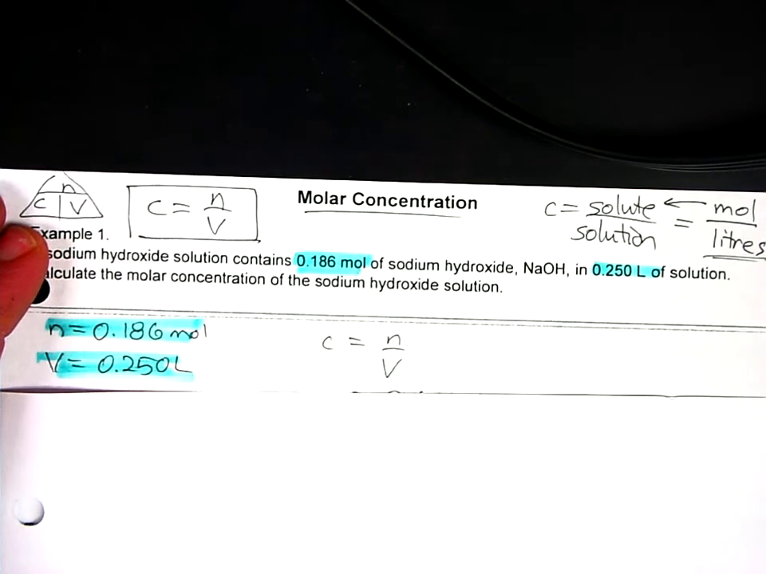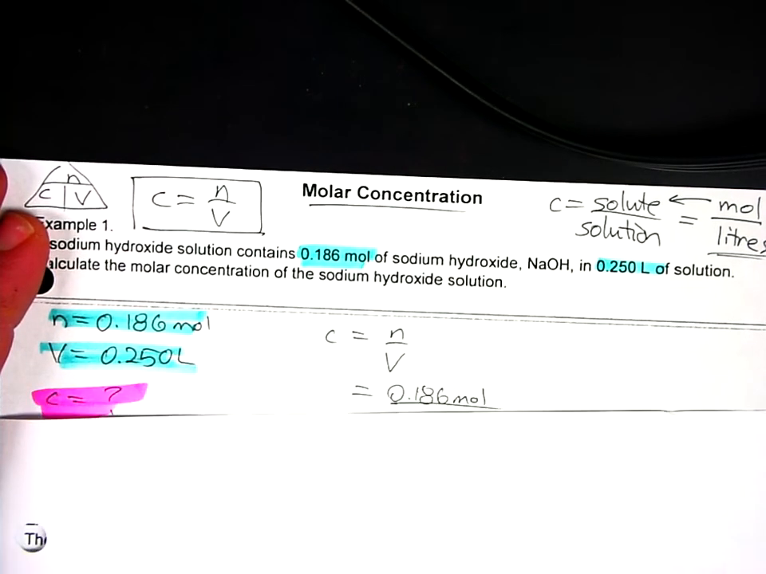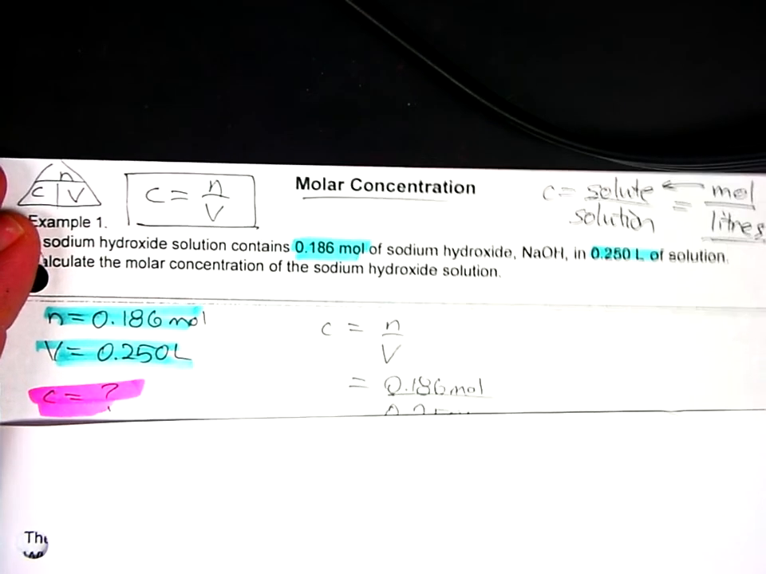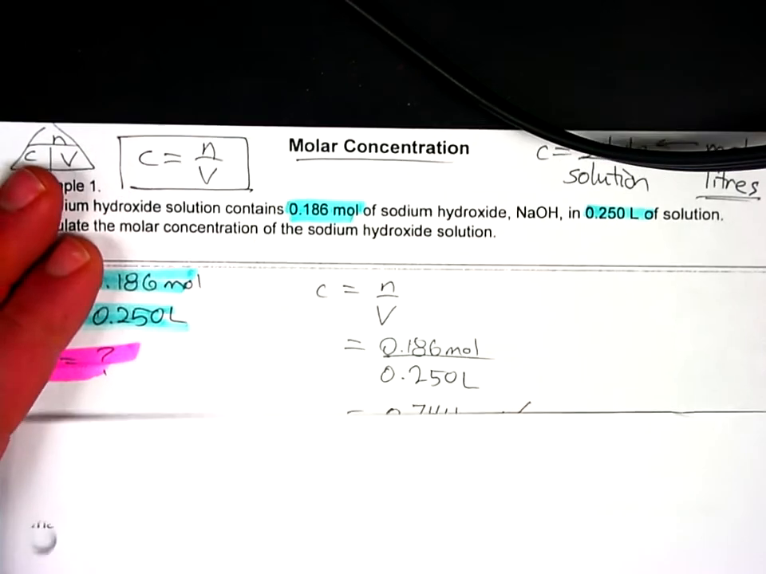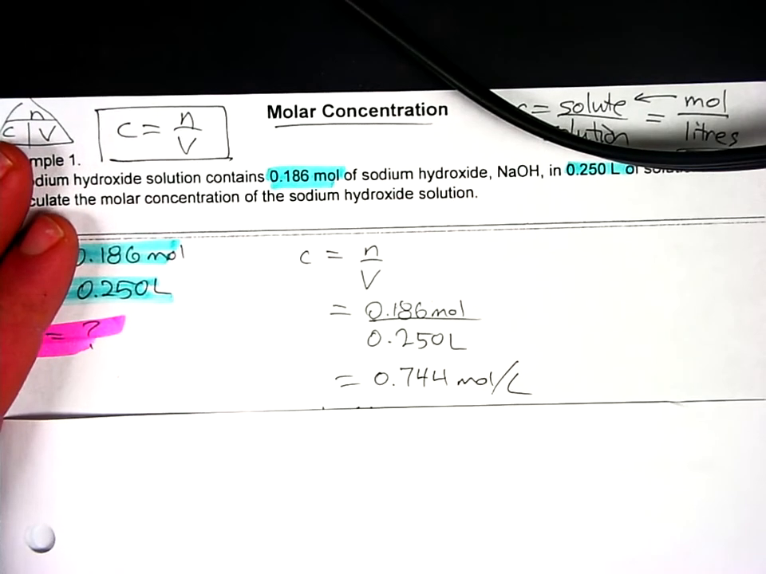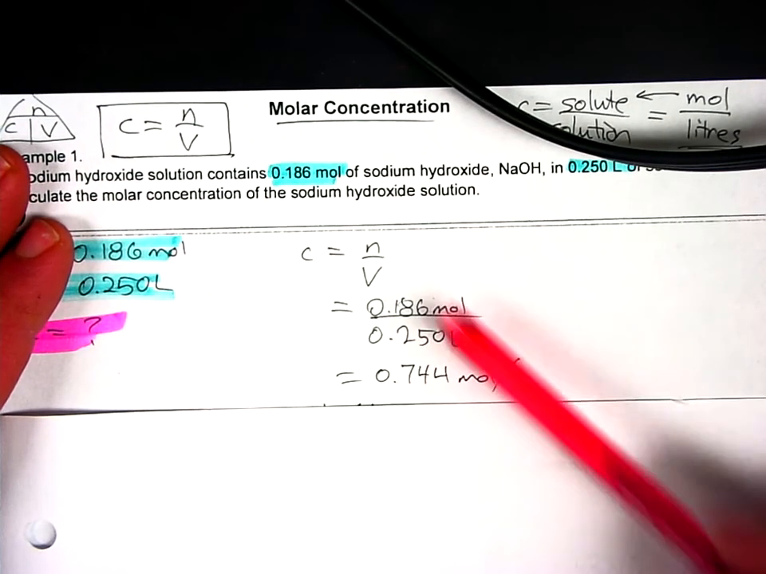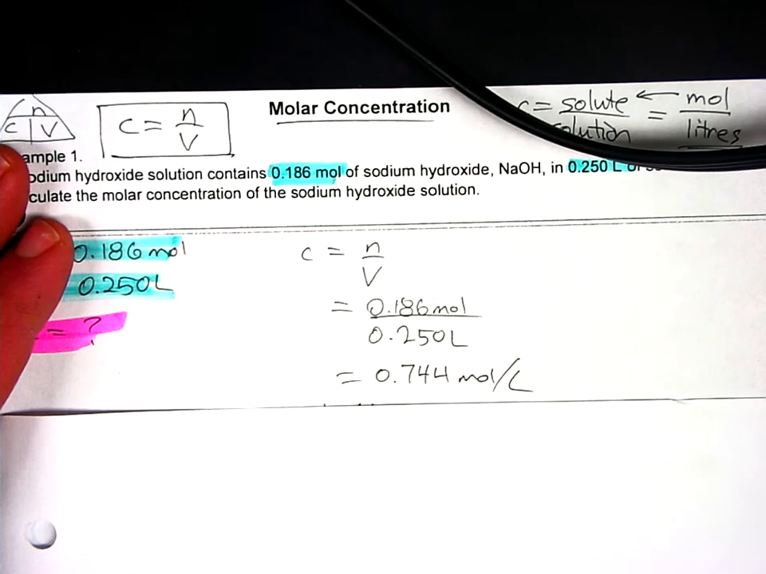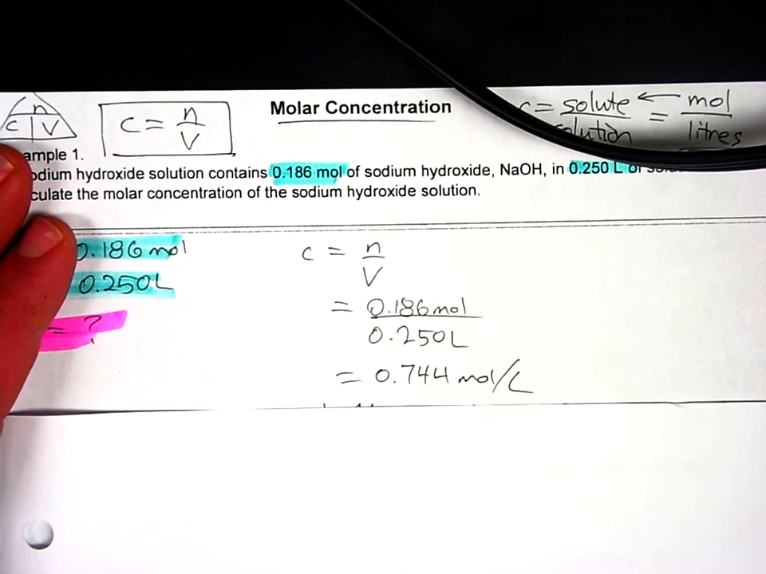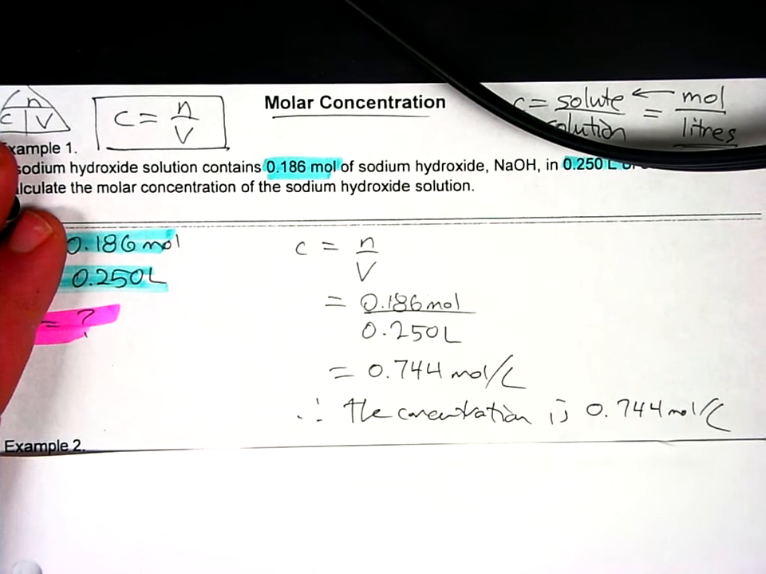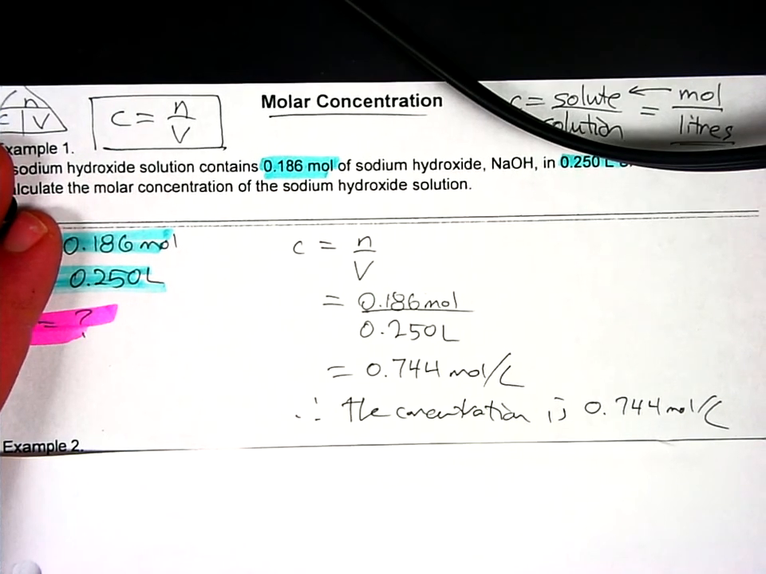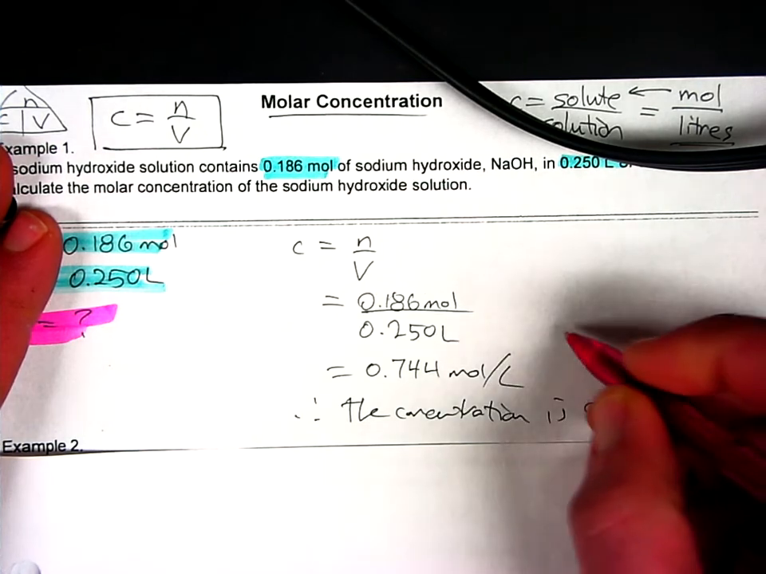I've written down the formula I'm going to use. I'm looking for the concentration, so I just divide those two values, and I get my value. As you can see, there are 3 significant digits in both cases, so I retain 3 in the final answer. So the final concentration is 0.744 moles per liter.